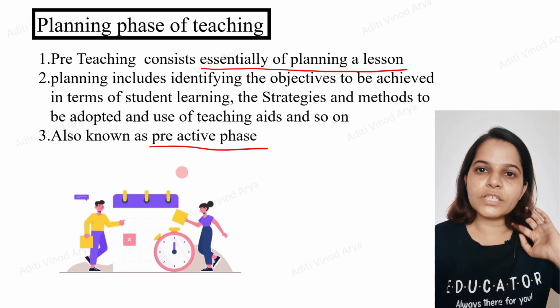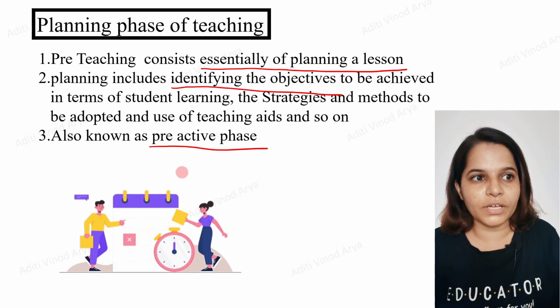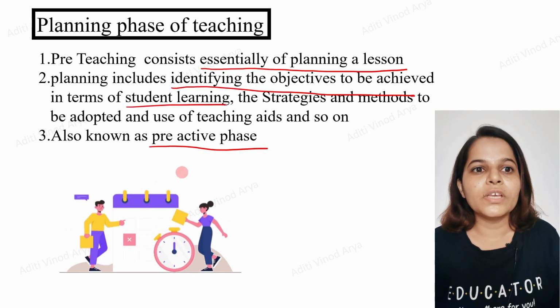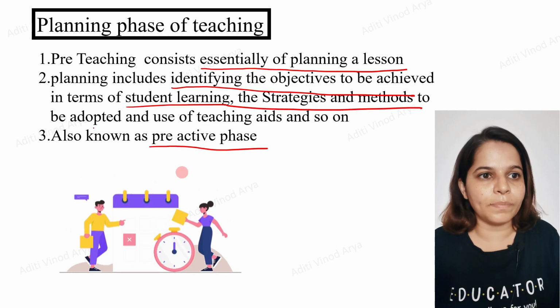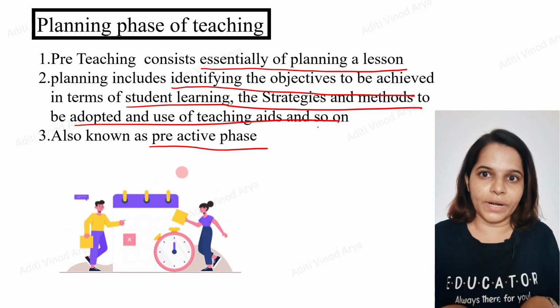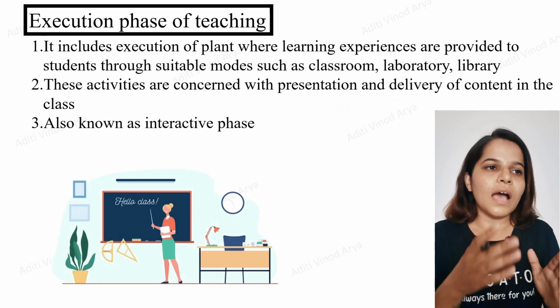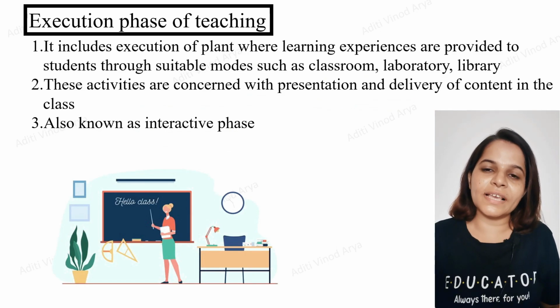Moving forward with the next one, planning includes identifying the objectives to be achieved in terms of student learning, strategies and methods to be adopted while teaching. All these things would be included in the planning phase. Moving forward with the execution phase. After planning phase, you can move towards the execution phase.